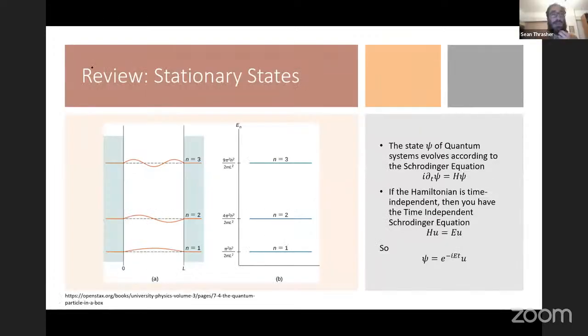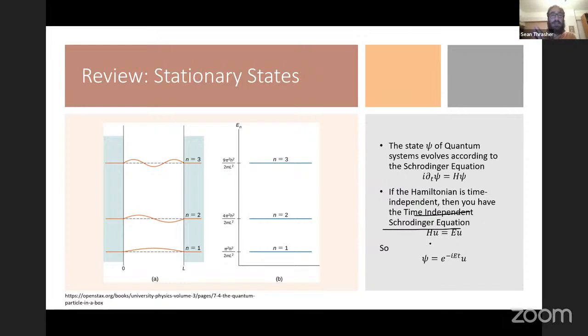So now I want to formalize this a bit more, because this was very informal. Let's talk about stationary states. So this is a review. You consider the Schrödinger equation that describes how the state of your quantum system evolves in time. And we know that if the Hamiltonian is time independent, so if the Hamiltonian doesn't change at all, then you effectively get a time independent Schrödinger equation.